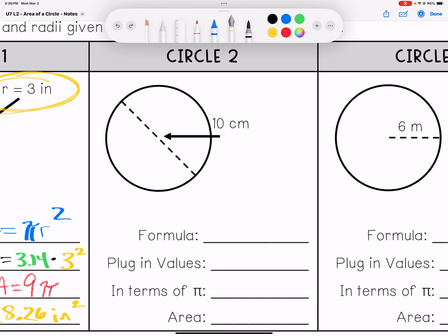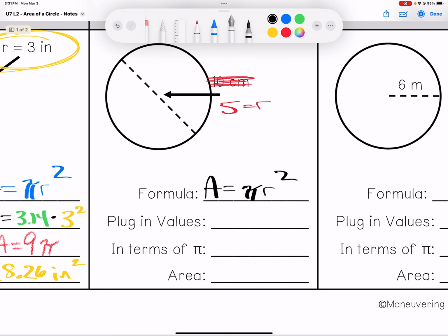All right, the next one is the same problem. Area equals pi r squared. Well, they don't give us r this time, but hey, guess what? We can find it. If the diameter is 10, the radius is 5. Okay? So now we can just plug in all of our stuff. Area equals pi times radius squared, which was 5.